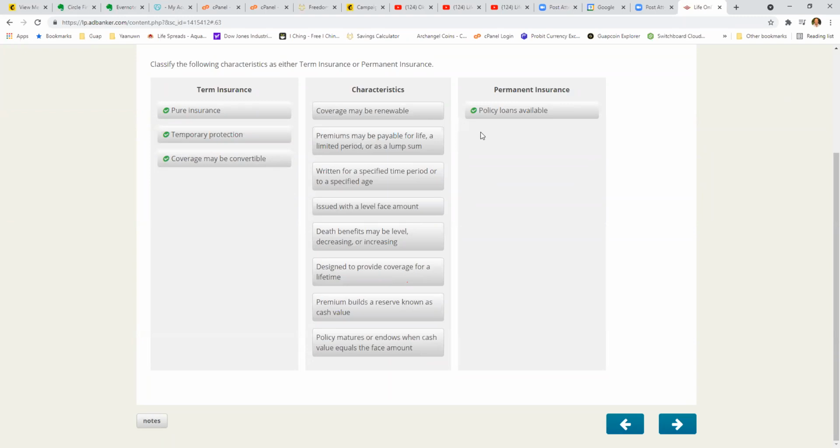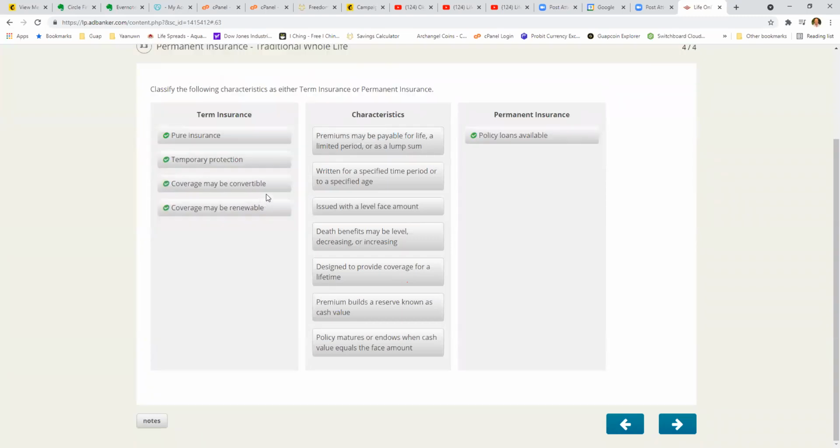If it's permanent, would it need to renew? So would that be term? That's right. You wouldn't need to renew it. Exactly. Premiums may be payable for life, a limited period, or as a lump sum. Wait, permanent for life. So that's term. So life. Permanent. Right, permanent.